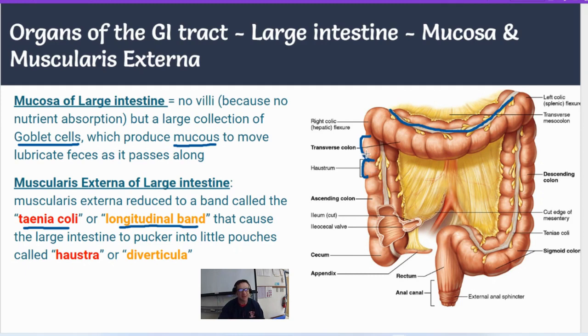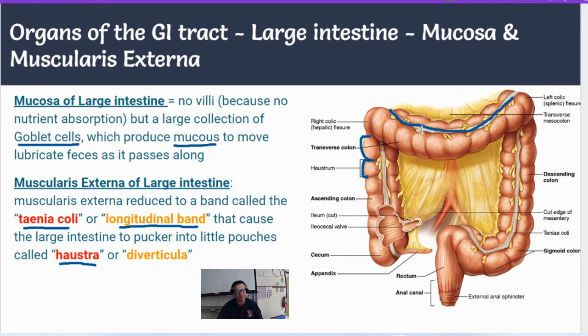It's going to move from segment to segment to segment, and it increases surface area to allow more absorption of water. And it's also going to slosh it around a little bit inside those haustra. So it's going to stay in there a little bit longer and slosh around, so it's going to allow more water to be absorbed. So yeah, those are called the haustra, or haustrum for singular.